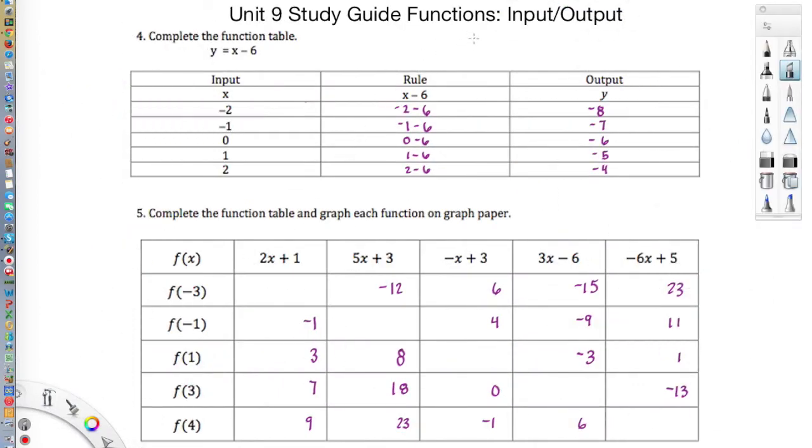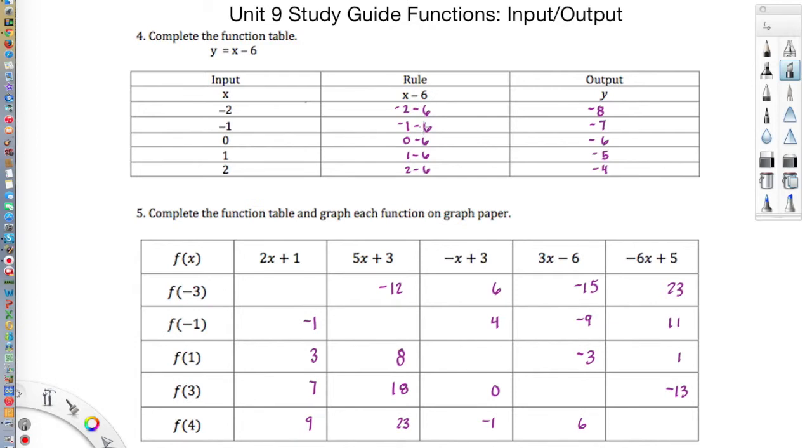Okay, let's look at our next part of the study guide. We've got input and output. Here we just have a table. Here are inputs, our x values. They give them to us. Here is your rule, or the function that you're performing on x to get your output, which is y.